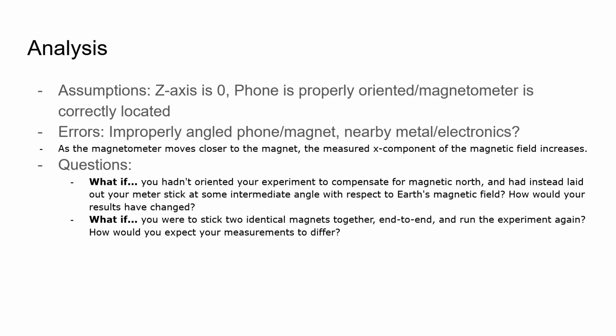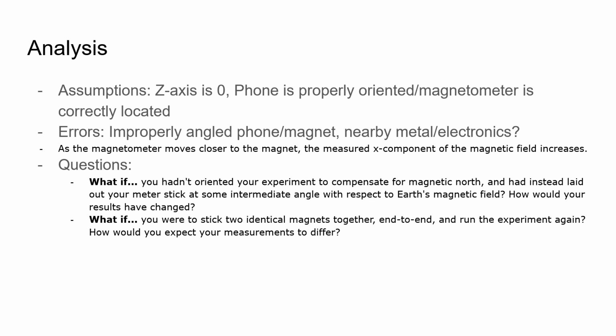Finally, for some analysis, my assumptions: I assumed that the Z component of the magnetic field was negligible, since there shouldn't be any Z component from the magnet. I assumed that the phone was properly oriented north, and the magnetometer had been correctly located within the phone, so I could get measurements correct. Some error sources are the magnet and the phone not being properly oriented. I placed them in grass, so they could have moved when I put them down. Another possible source is nearby electronics, my computer, which was kind of far away. It was still within arm's reach, so it might have been close enough to interfere.